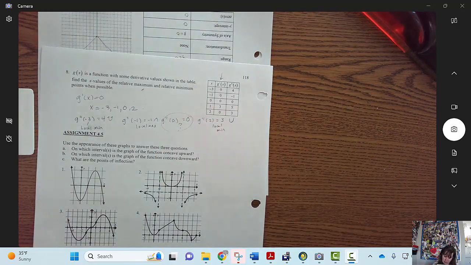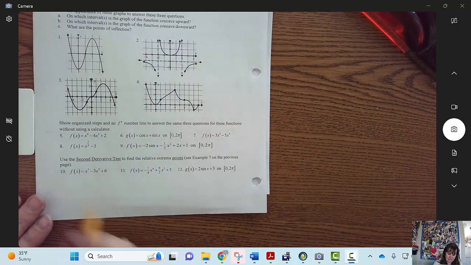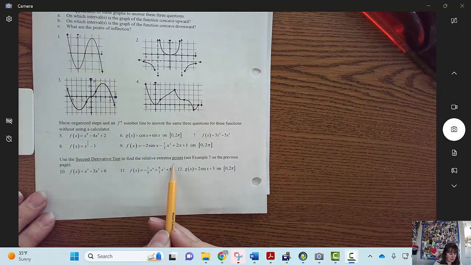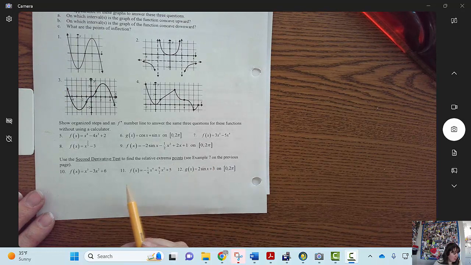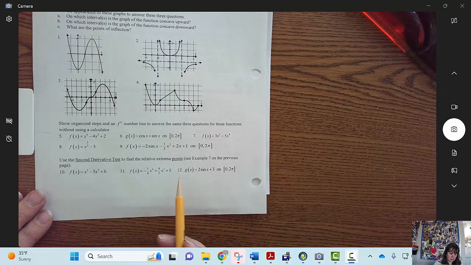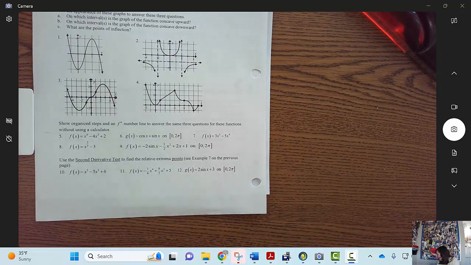So let's look at the assignment a little bit. I only have one page of it, but let's look just a little bit at it. So 10 says use the second derivative test to find the relative extrema. So you decide on those. Honestly, you would be able to just make that decision on the AP exam, whether you would want to do a number line or whether you would want to do the second derivative test. So I'll let you decide on that one.